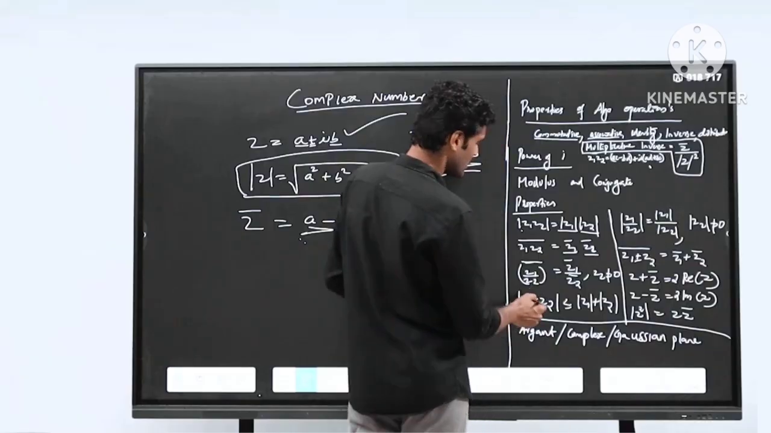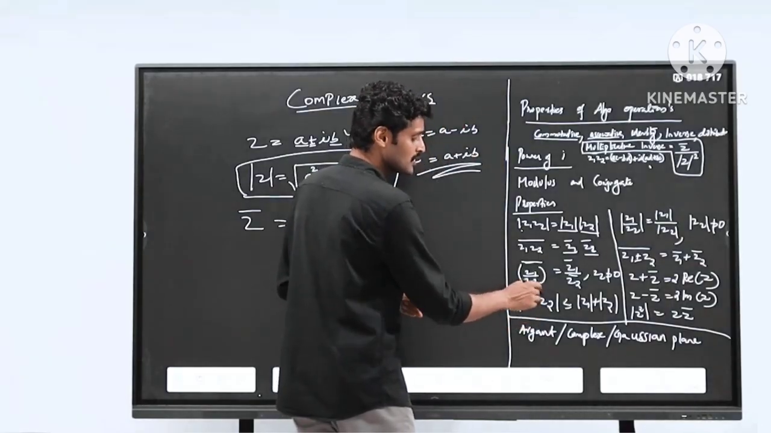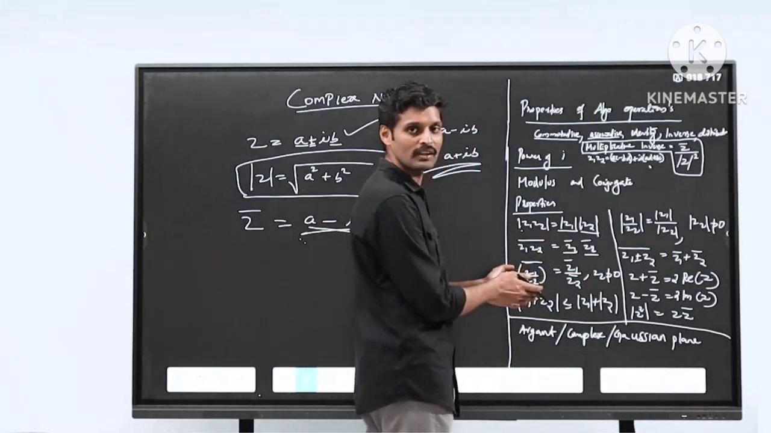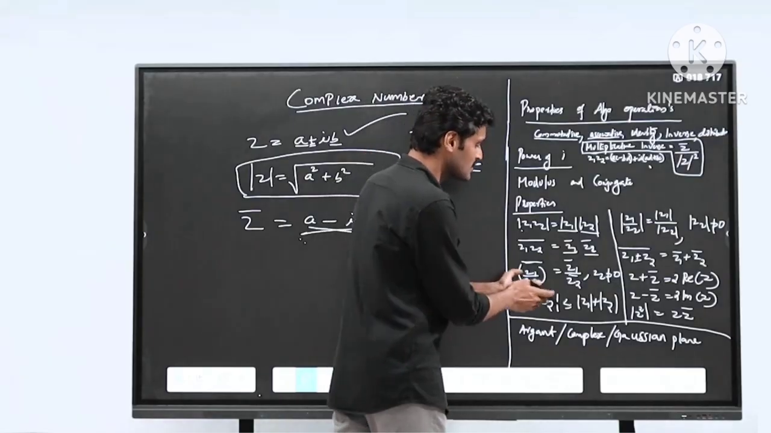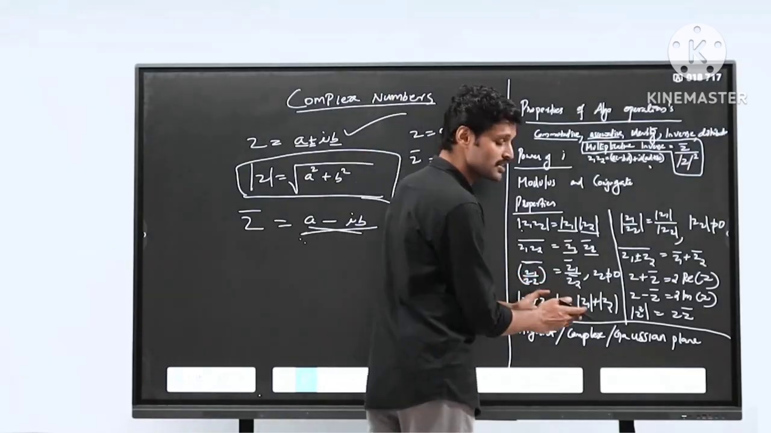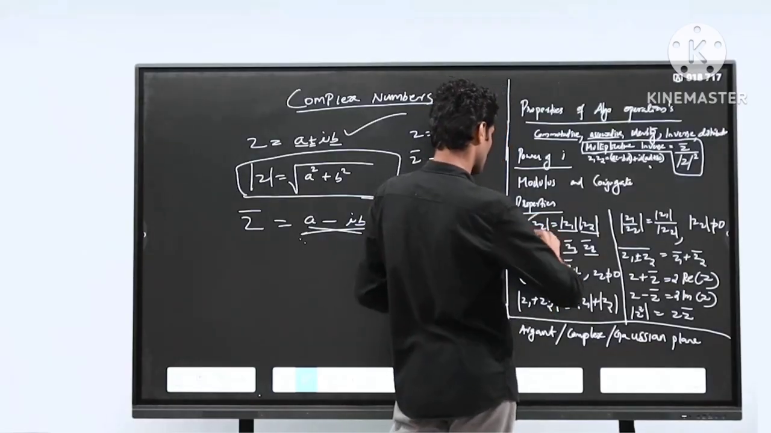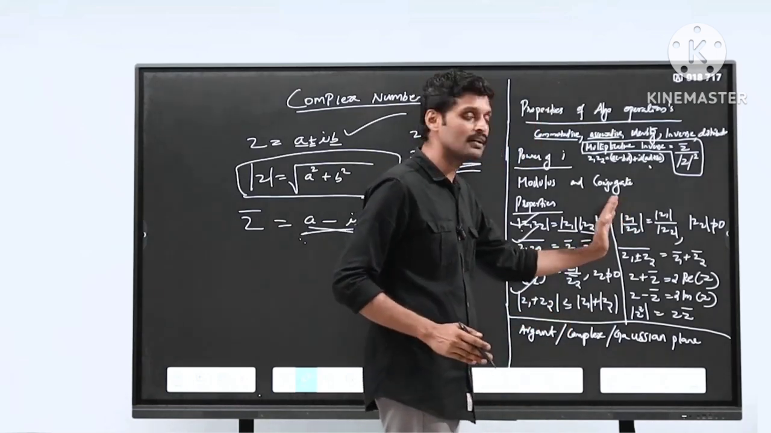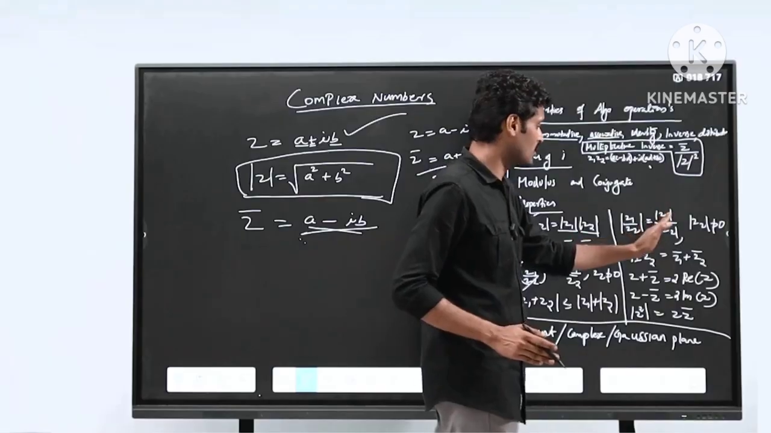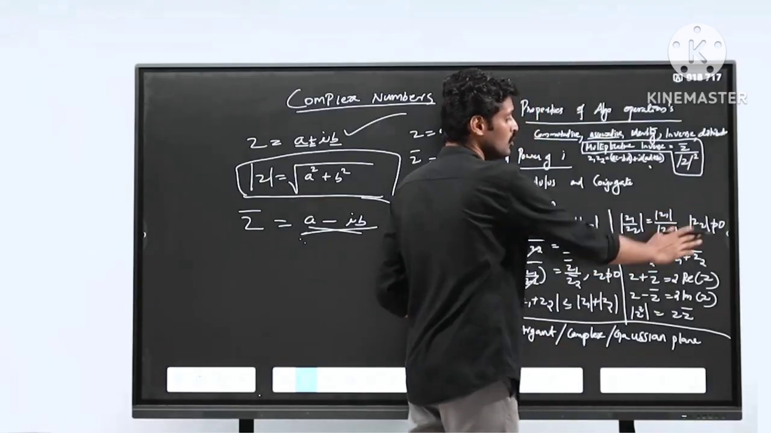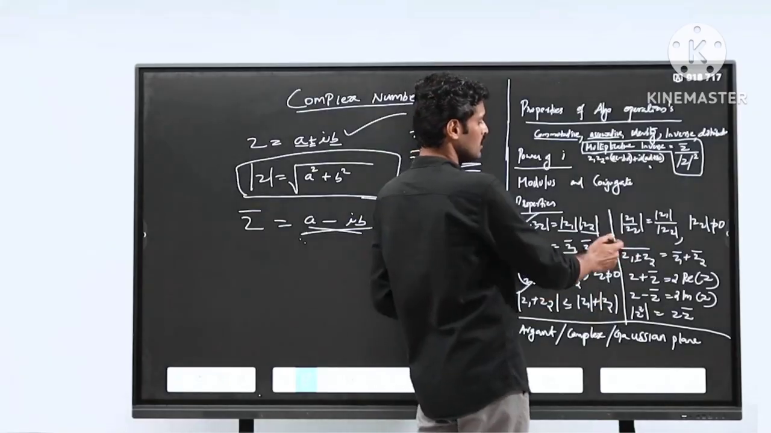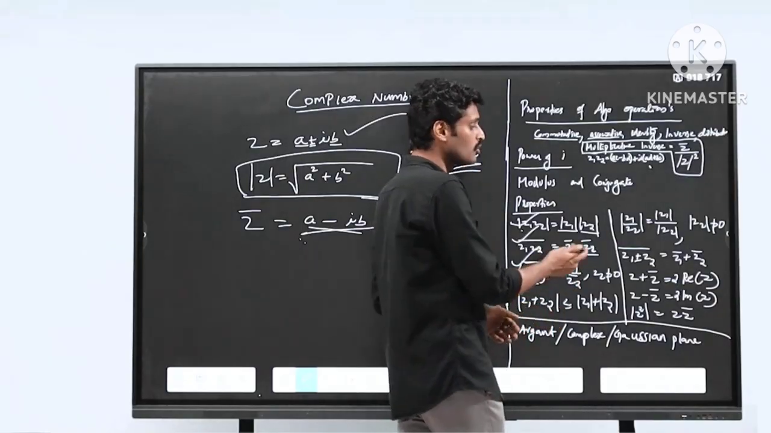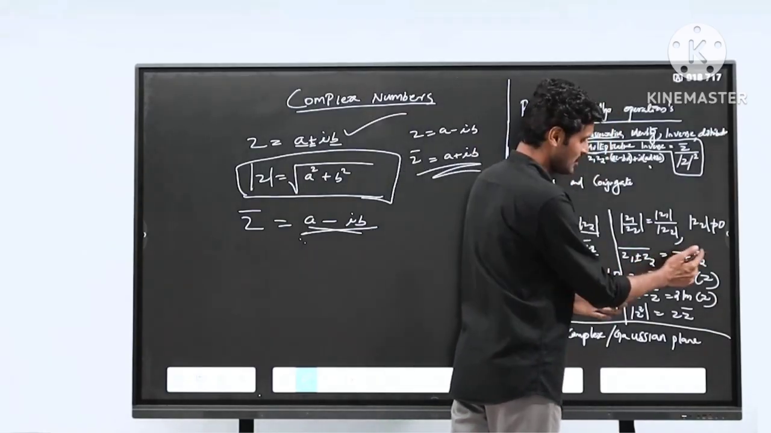That is a condition. Then |z1 + z2|, we can split and write the modulus as |z1 + z2| is always less than or equal to |z1| + |z2|. So these are the properties, and the other properties are |z1/z2| equal to |z1| divided by |z2|, again |z2| not equal to 0. Then (z1 ± z2) whole bar equal to z1 bar ± z2 bar.